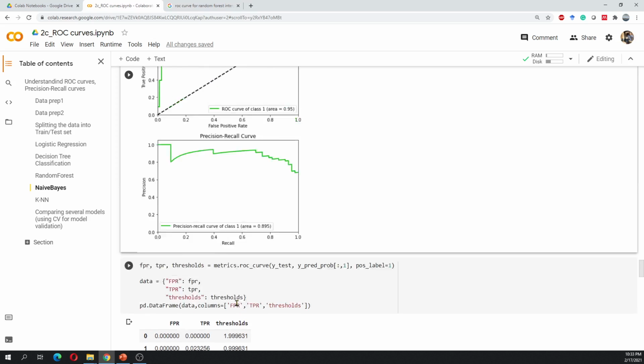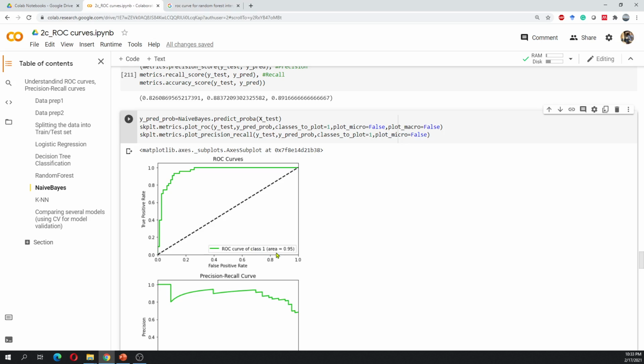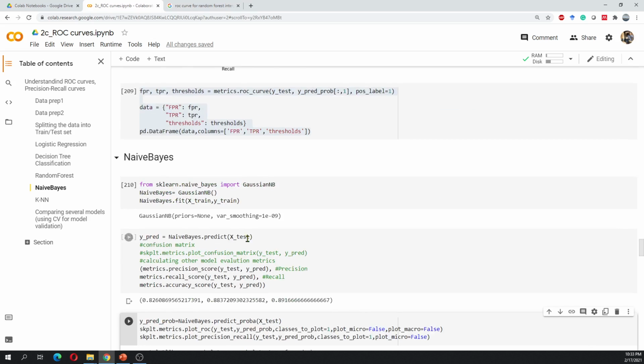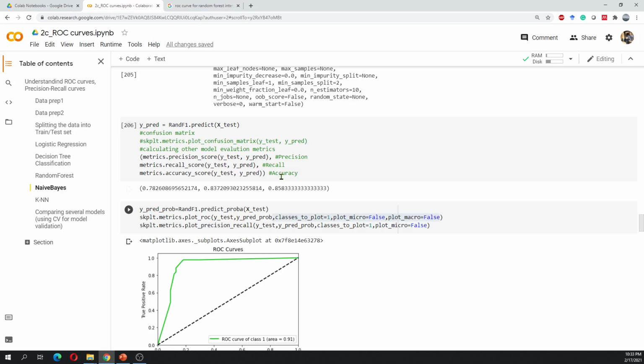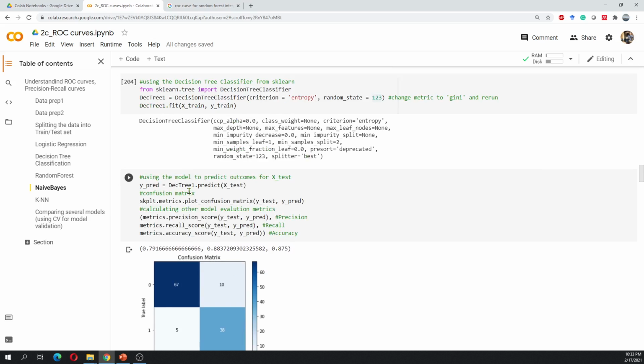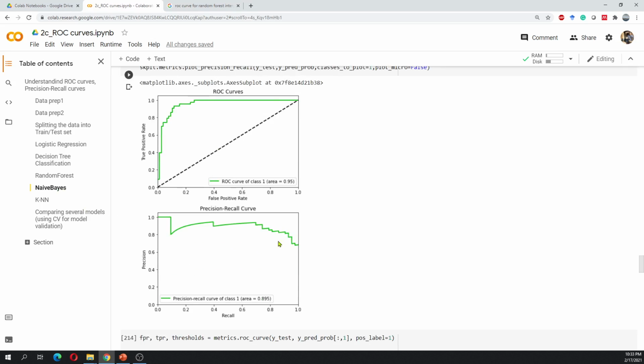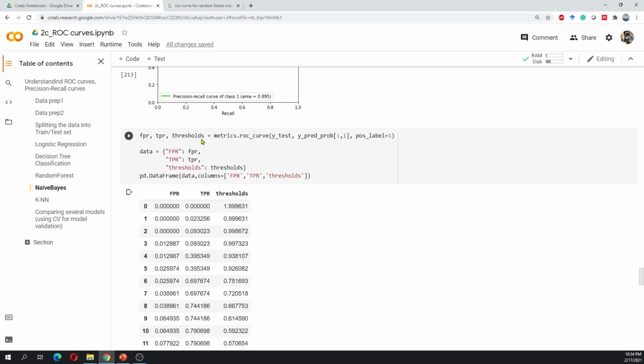So let's take one for example, because here the interpretability is similar to what we did for logistic regression. And as a side note, if you look at this, you see the area under the curve is 0.95 for naive Bayes, 91 for random forest, 88 for the decision tree, and 93 for the other, so naive Bayes would be our choice if we would go by these ROC curves and the area under the curve.